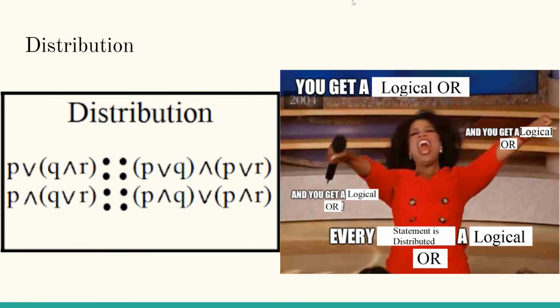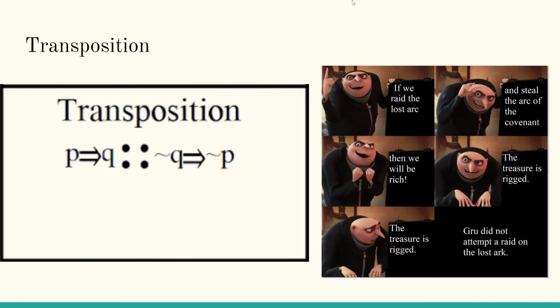Distribution applies an operator over multiple statements. For example, P or Q and R is equivalent to P or Q and P or R. The transposition of a conditional statement, also known in mathematics as the contrapositive, is a logically equivalent conditional statement where the premise and conclusion are swapped and negated.